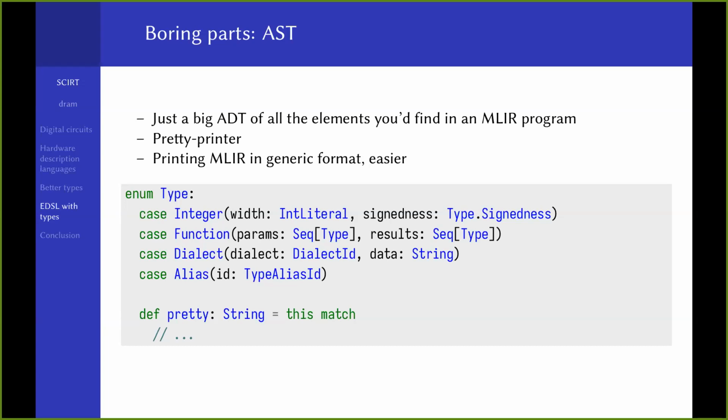If you're not familiar with Scala 3, this is basically just a class or trait type, and each one is a case class that extends type. And the definition pretty will allow it, it's a part of the trait type, and it implements a case for each of the integer, function, etc. And this will be our pretty printer, and it will print the MLIR generic format, which is actually easier than the custom formats, but we can convert them quite easily.